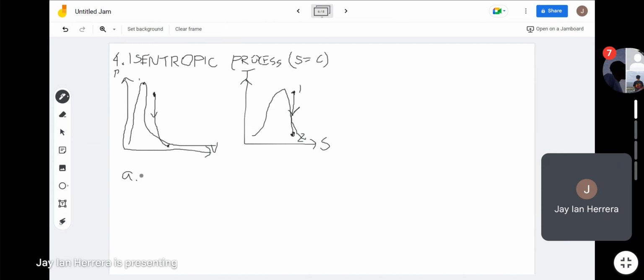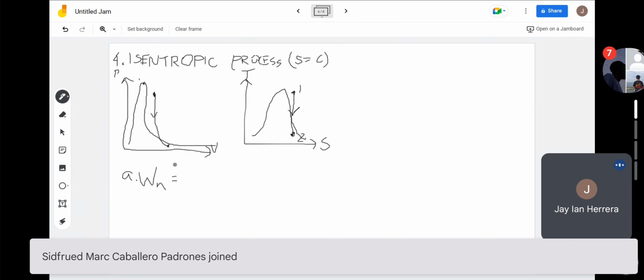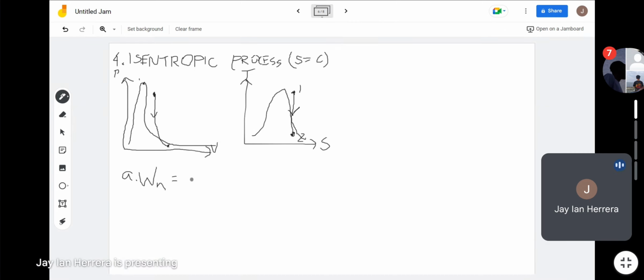Formulas naman. For work ng flow under isentropic, this is just simply negative delta U. Saan galing si negative delta U?